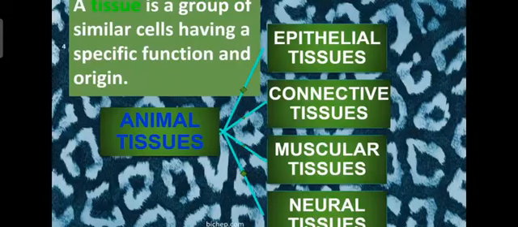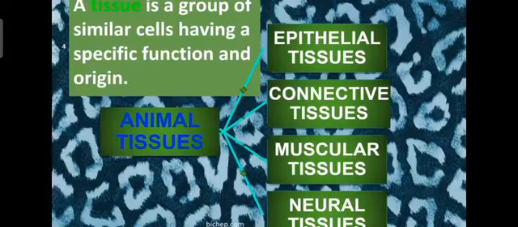Now we'll start with the first point, that is animal tissues. So you know what is a cell. Cell is the building block or basic unit of any organism. Then next, tissue. A group of cells is called a tissue. So the definition of tissue is here. A tissue is a group of similar cells having a specific function and origin. It is a group of cells, and all the cells are carrying out a specific function and have a specific origin. That is called a tissue.